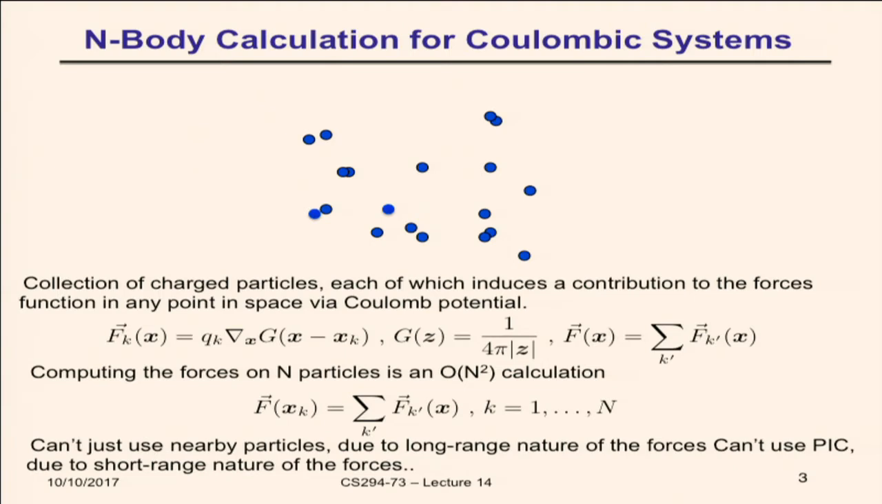So the force induced by a single particle is the gradient of the Newtonian potential, and then the force from all the particles is the sum over the forces. So computing forces on n particles is an order n squared calculation because each force on each particle requires order n operations, and then you have n particles. You can't use PDE methods. As I said last time, the short range nature of the forces keeps that from being appropriate for particles. For PDEs, for Lagrangian discretizations, it's fine.